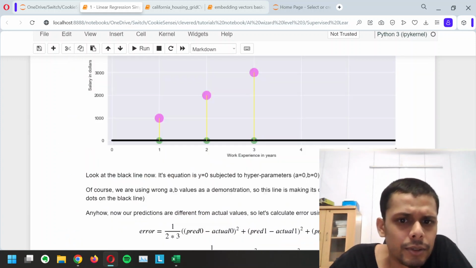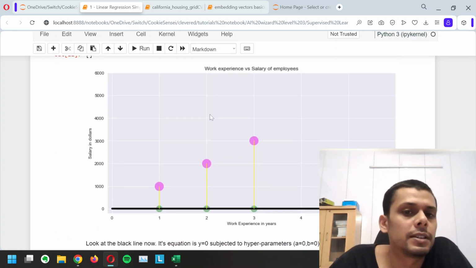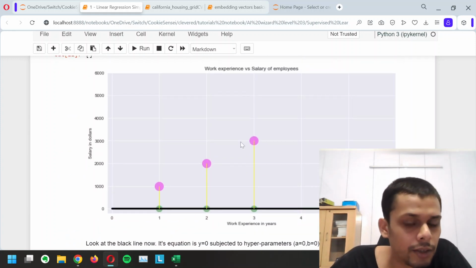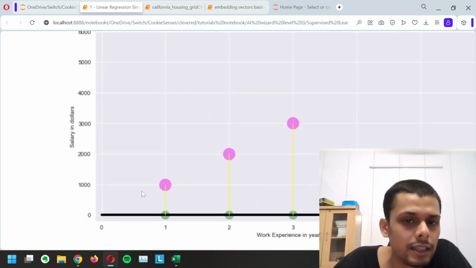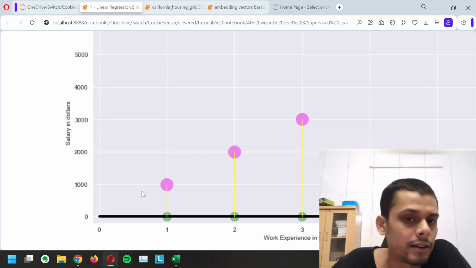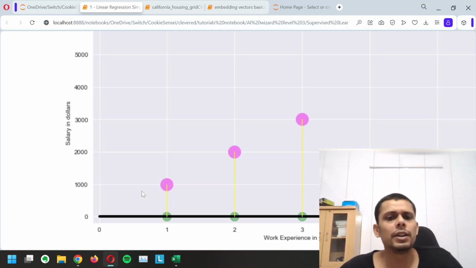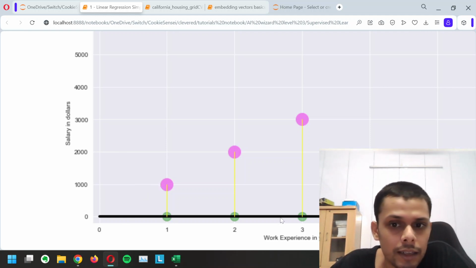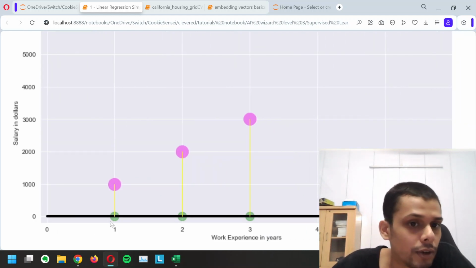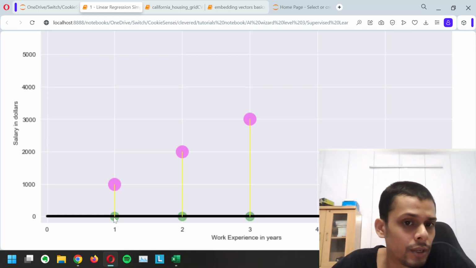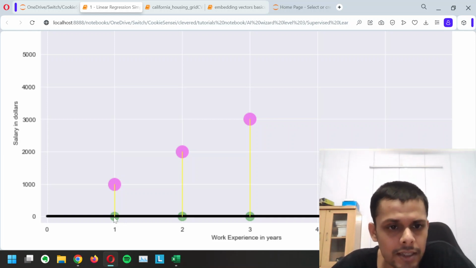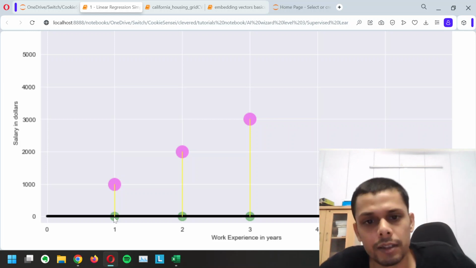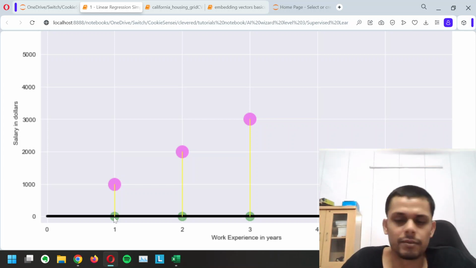Anyway, to get started, what machines do is, see, we had the three dots. Machines will start with a random straight line. And then they will calculate the error. We already know the actual values are 1000, 2000, 3000. But this black line is now making the predictions of 0, 0, 0. It's saying that no matter the value of x, the salary is 0, which is kind of stupid. But it could be. Machines start this way.